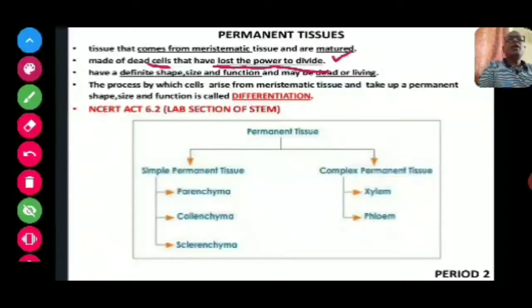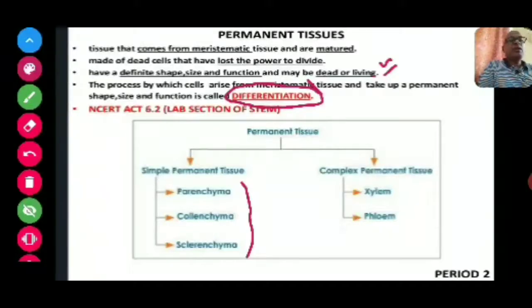They have a definite shape, size and function, and may be dead or living. It means permanent tissue may comprise dead tissue or living tissue. The process by which these cells arise from a meristematic tissue and take up a permanent shape, size and function is called differentiation.